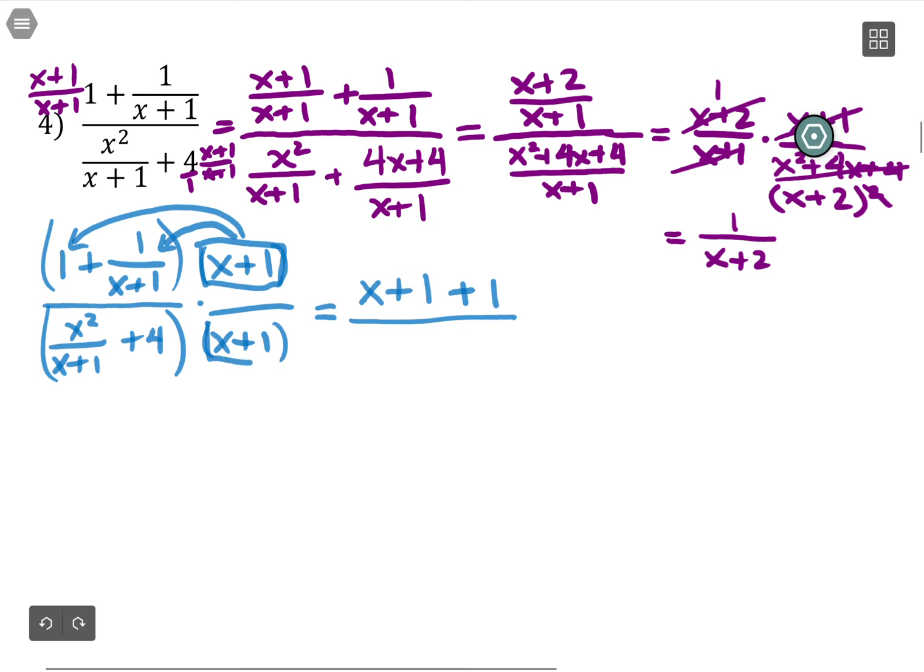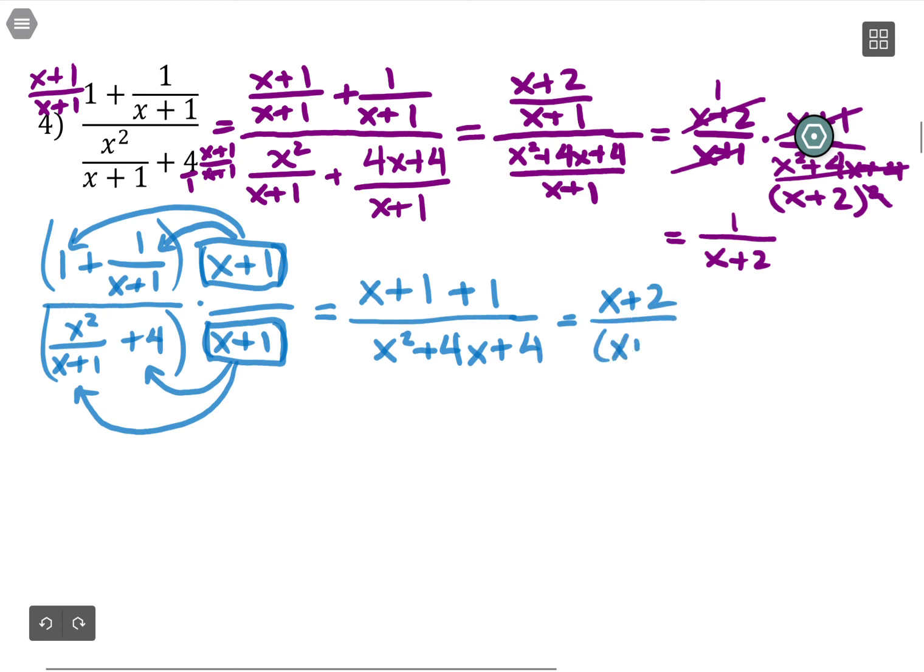On the bottom, again, I'm going to mentally block that together. I'm distributing x plus 1 in. x plus 1 times x squared over x plus 1, I get to cancel the x plus 1's. Just an x squared is left. When I multiply 4 by x plus 1, nothing cancels. I get a 4x plus 4, which looks very familiar. x plus 2 over x plus 2 squared equals 1 over x plus 2. Okay, thanks for watching.